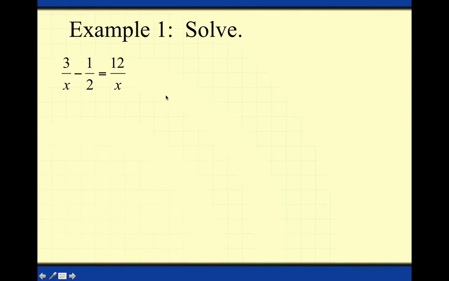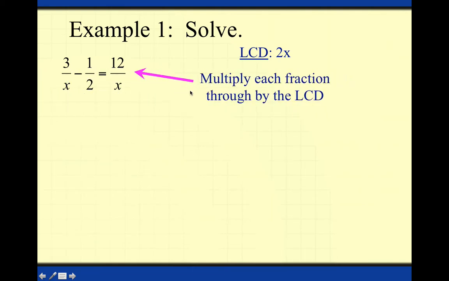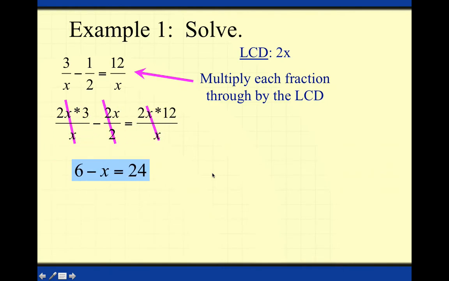Here we go. Example 1, solve. All right, we want to find the least common denominator out of this whole mess. We have 3 over x, 1/2, 12 over x. Not one single fraction, so my least common denominator happens to be, I have an x and a 2. I'm going to multiply everything by 2x. So if I multiply every single thing by 2x, x's cancel, x's cancel, x's cancel. That leaves me just the stuff on top. So 6, minus, x equals 24. What's left is 6 minus x is 24.